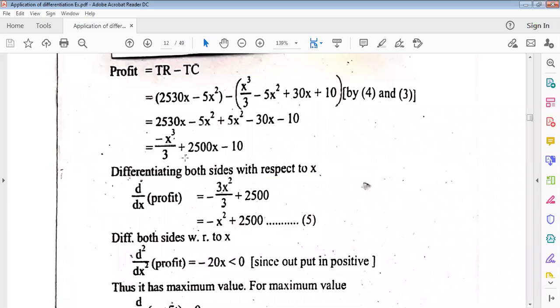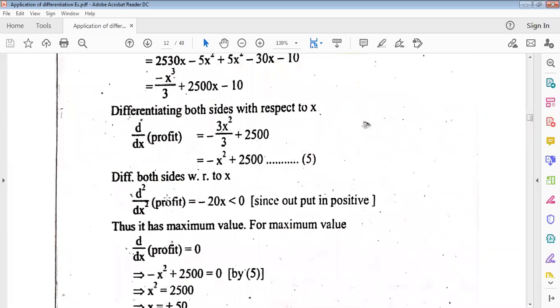Now differentiating both sides with respect to x, we have to maximize the profit. This is why differentiating on both sides d/dx of P, profit. dP/dx equals to differentiation of this, what? Minus 3x square by 3. 2500x means differentiation 1, and this is 0. This is why minus x square plus 2500. First differentiation. Again second differentiation, d square P by dx square, what will be? Minus twice x.